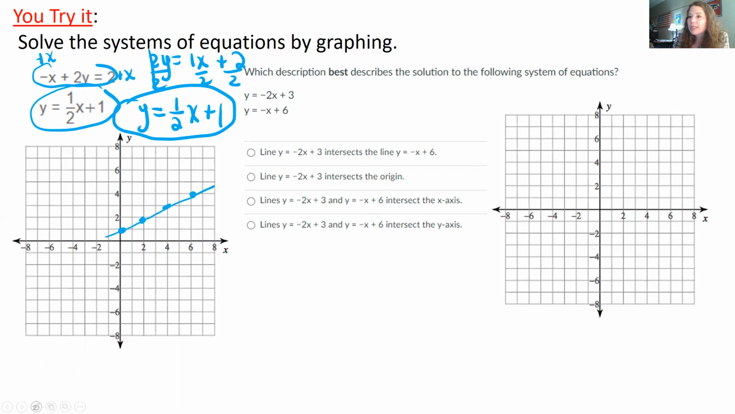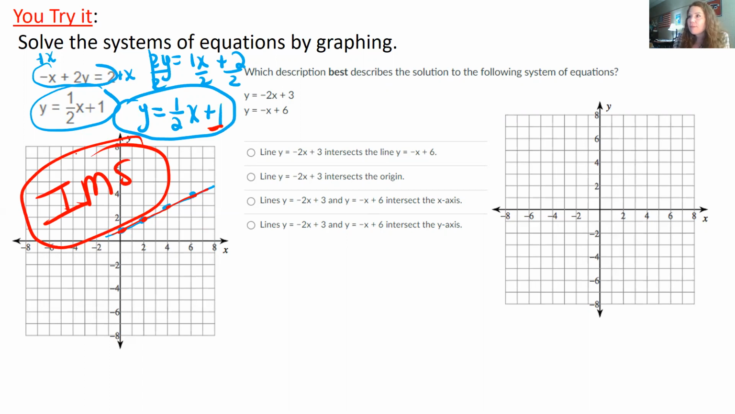There's my blue one. What about the other one? Well, my y-intercept's the same. Go up 1, right 2, up 1, right 2, up 1, right 2. And guess what? My red one is the same line. So what's the answer? Infinitely many solutions, because they not only have the same slope, they have the same y-intercept.